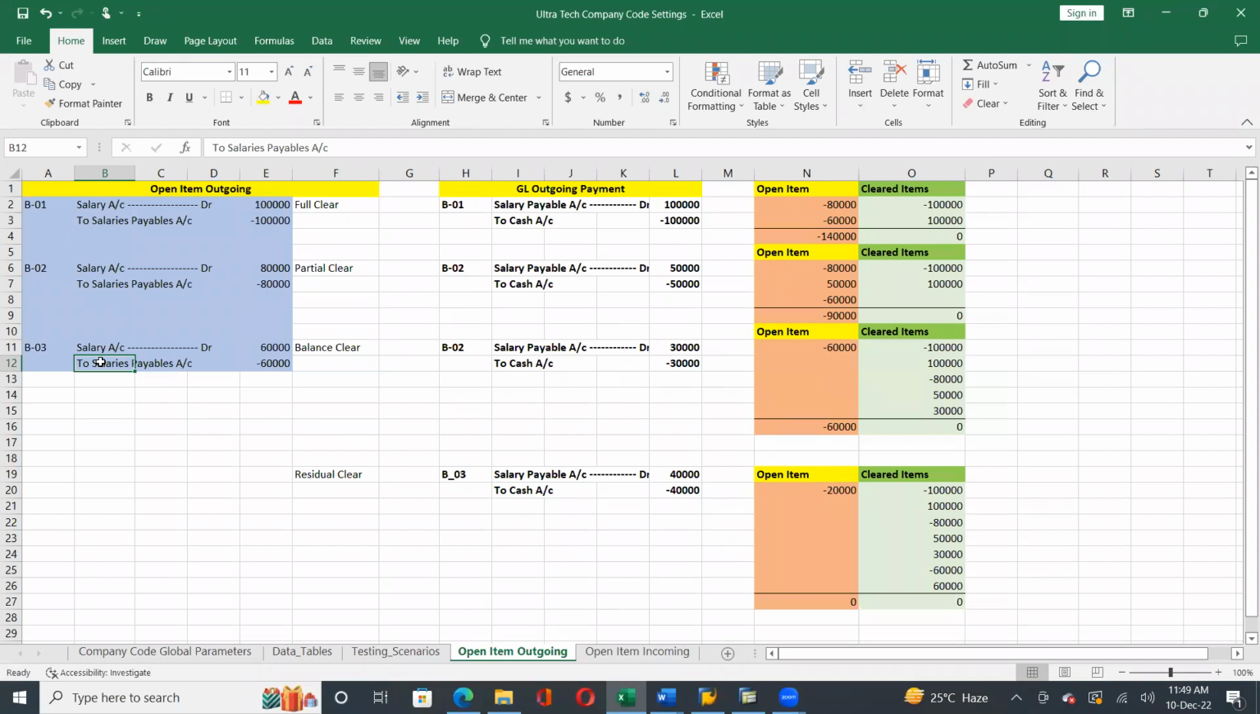Understood? Okay. What would be the entry if you are paying in advance, prepaid salaries? For example, next January month salary, we are paying in the month of December. So what would be the entry?